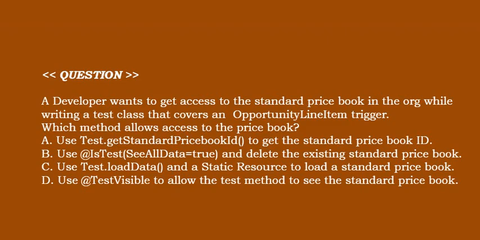Question is, a developer wants to get access to the standard price book in the org while writing a test class that covers an opportunity line item trigger. Which method allows access to the price book? Option A. Use test.getStandardPriceBookId method to get the standard price book ID.